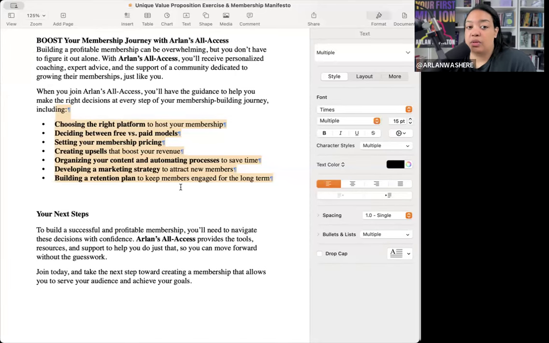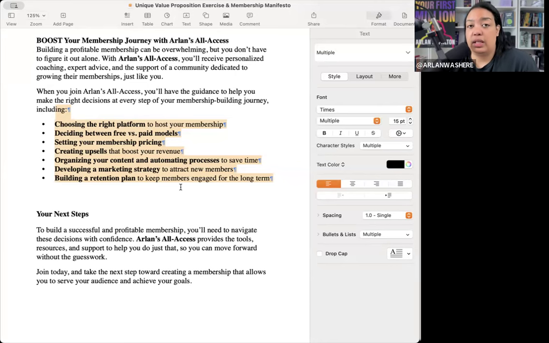You're going to think about developing the marketing strategy, which will help you with the growth. If you don't have the marketing down, then none of this really matters because people won't know how to find you. You're going to think about building your list, which I can help you with too. And then building a retention plan, because if people leave, then that hurts too.